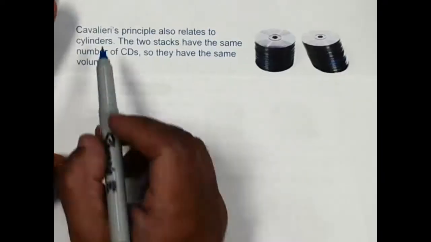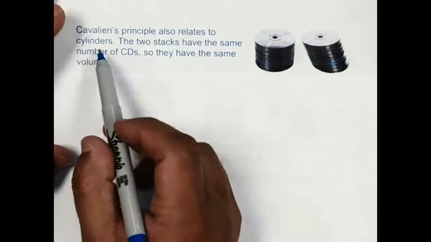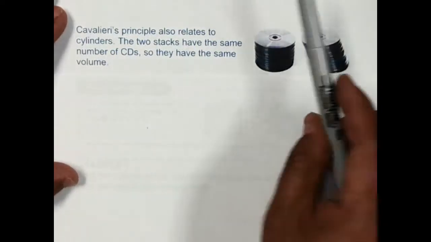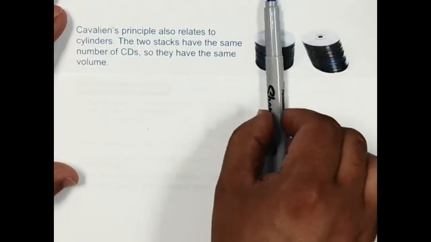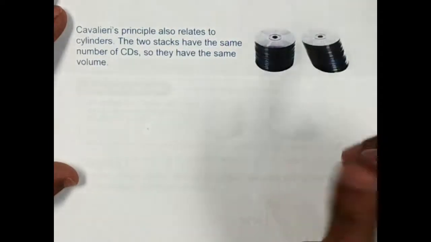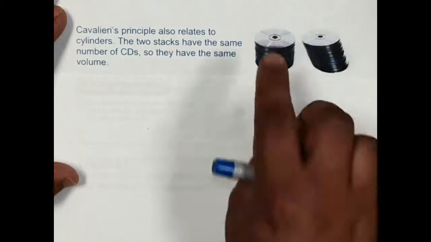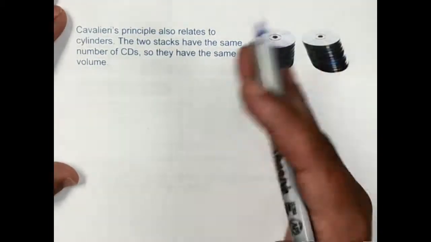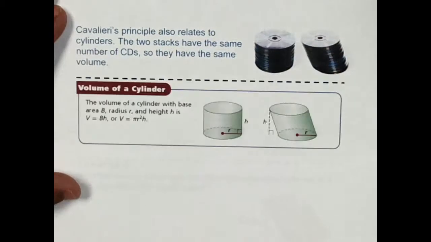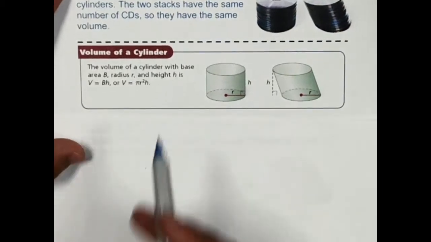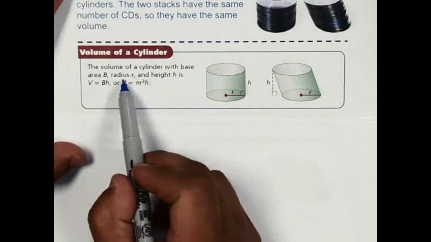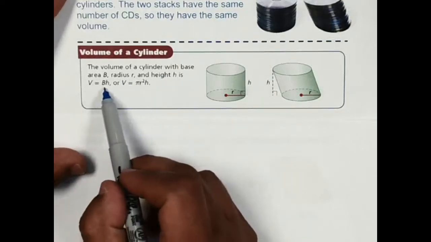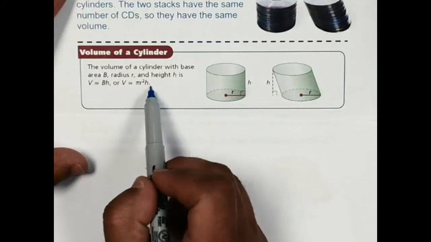All right, next we got Cavalieri's Principle, also related to cylinders. And this shows a better picture. If this was a right cylinder, I can take these cylinders, these CDs, and I can slant them this way. And this volume here would be the exact same volume of this, because it's still the same number of CDs. It's just slanted. So that gives us this. The volume of a cylinder with base area B and radius R and height H is still area of the base times the height, which is going to be pi r squared H.